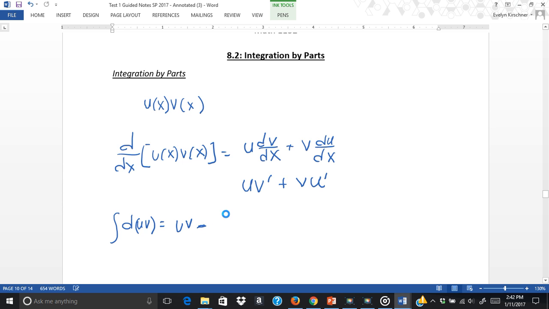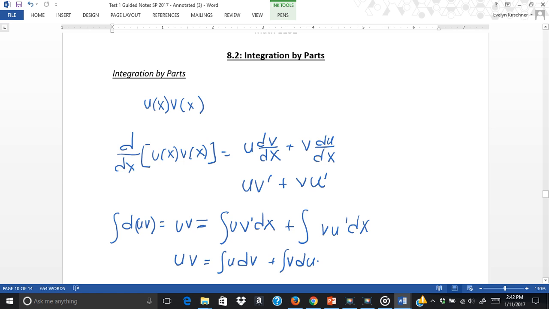And that's the integral of u v prime with respect to x plus the integral of v u prime with respect to x. And I can rewrite that further, and I can say that uv equals the integral of u dv plus the integral of v du.